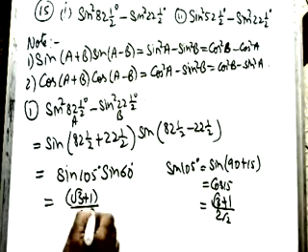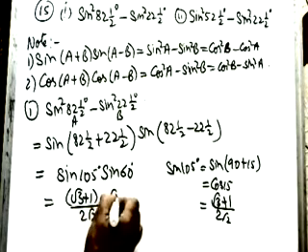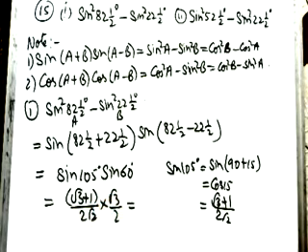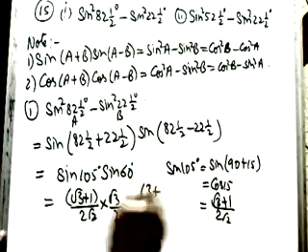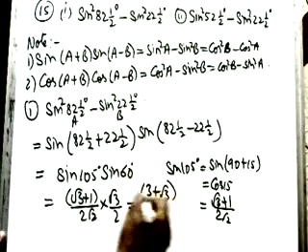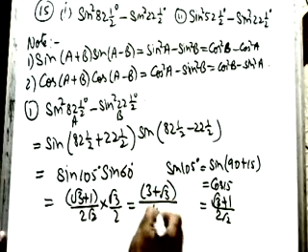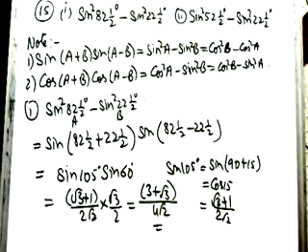So sine 105 is (root 3 plus 1) by 2 root 2, into sine 60, which is root 3 by 2. Let me multiply: root 3 into root 3 is 3, plus root 3 into 1 is root 3, divided by 2 times 4, which is 4. So the answer is (3 plus root 3) by 4.